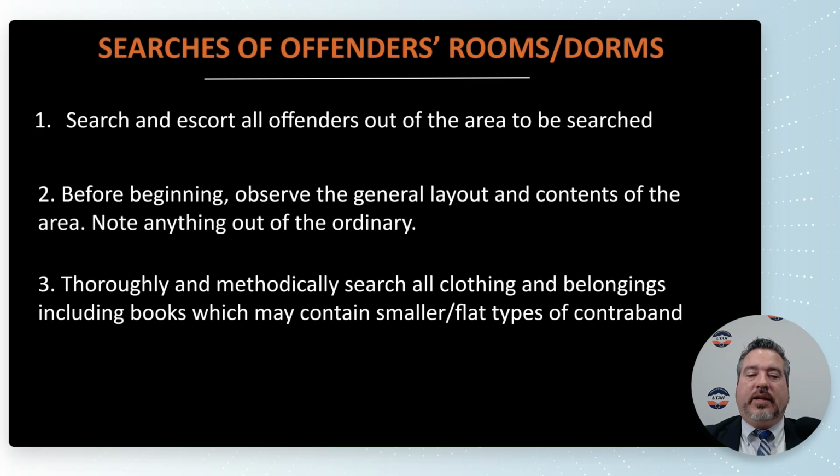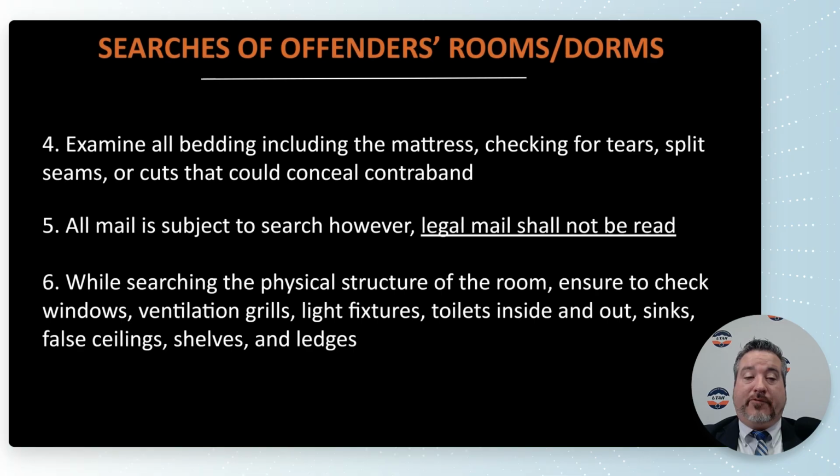Thoroughly and methodically search all clothing and belongings, including books, which may contain smaller, flat types of contraband. It's a good place to hide drugs and other stuff. Number 4, examine all bedding, including the mattress. Check for tears or any other wear that might happen, split seams, or cuts that could be concealing contraband. They'll stuff and try to hide things in small little cracks and try to make them look natural.